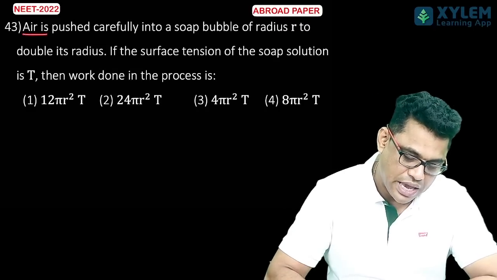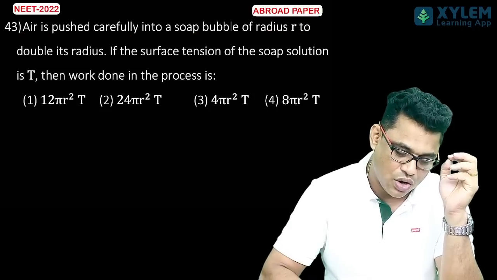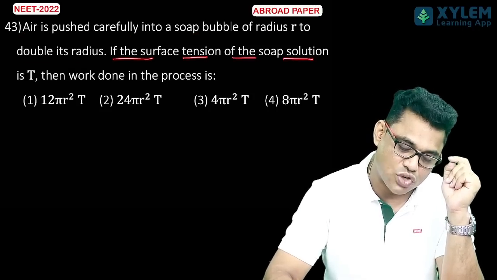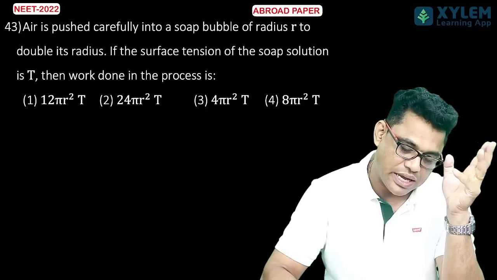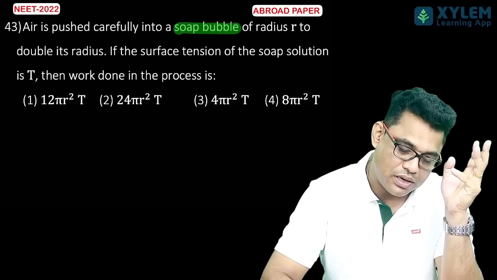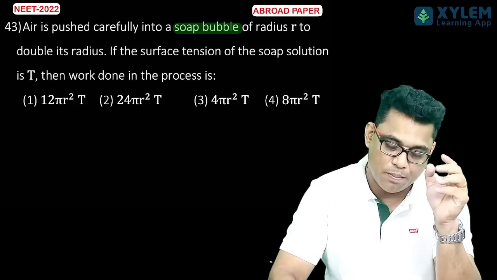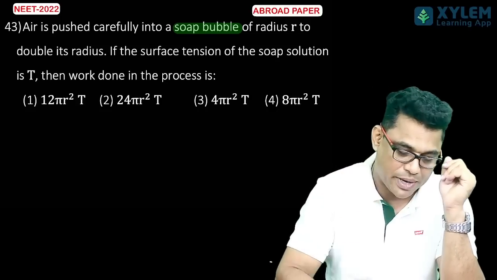43rd question. Air is pushed carefully into a soap bubble of radius r, which doubles its radius. If the surface tension of the soap solution is T, then the work done in the process is. Take care that it is a soap bubble. It is not a drop. It is not a liquid drop. It's a soap bubble. Means soap bubble has two surfaces. That must be kept in your mind.